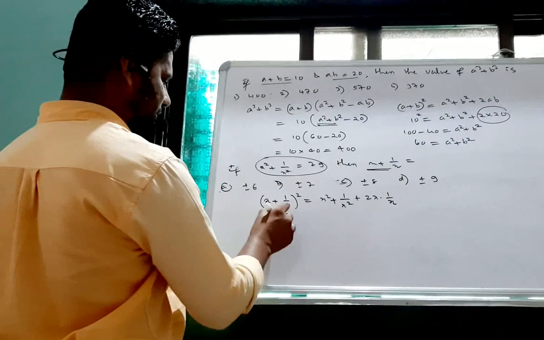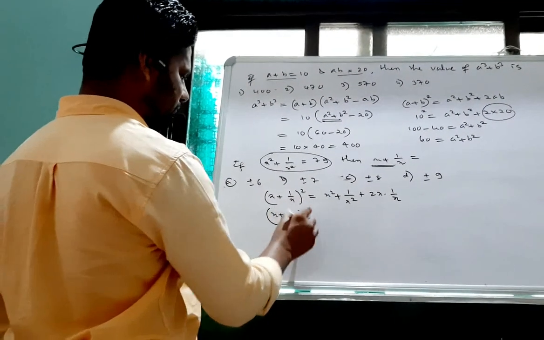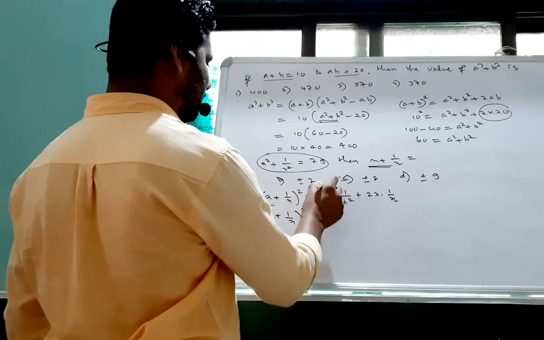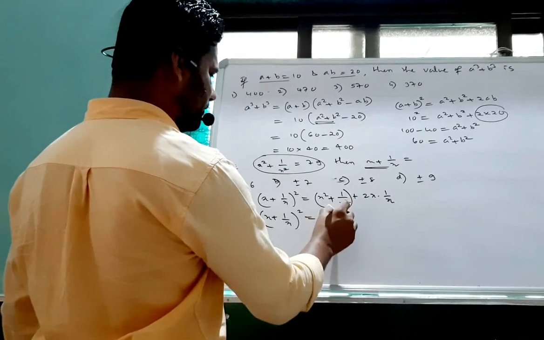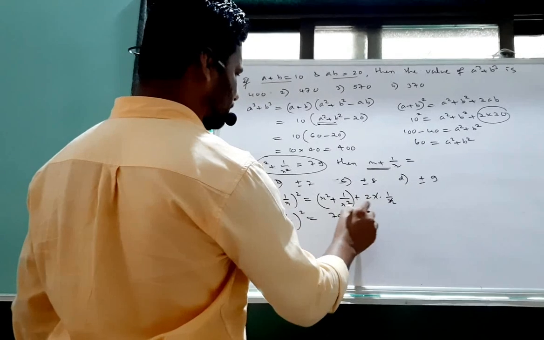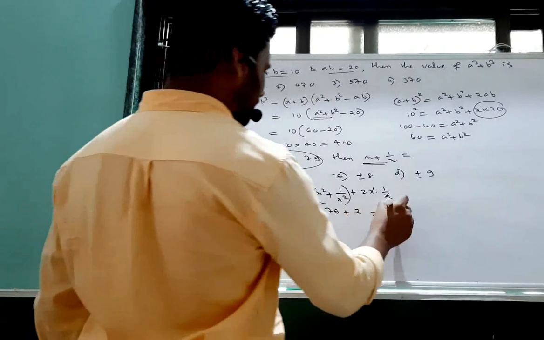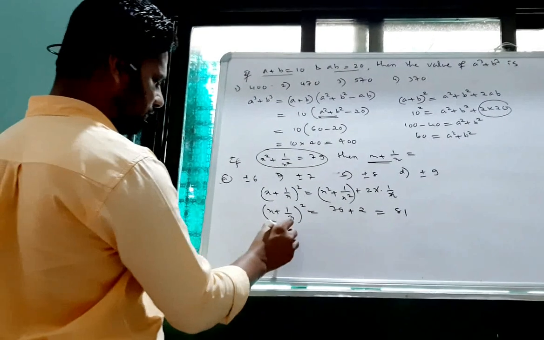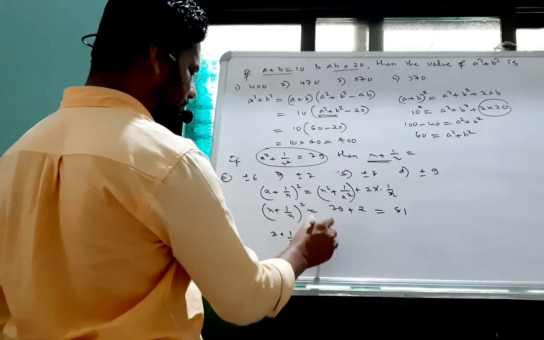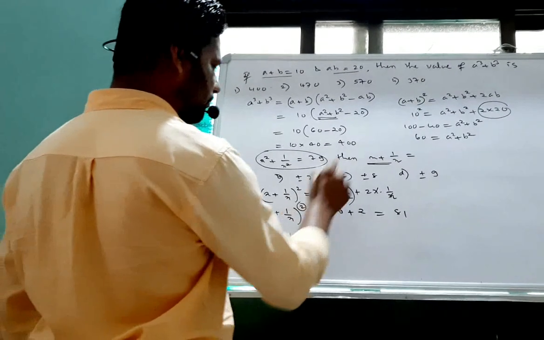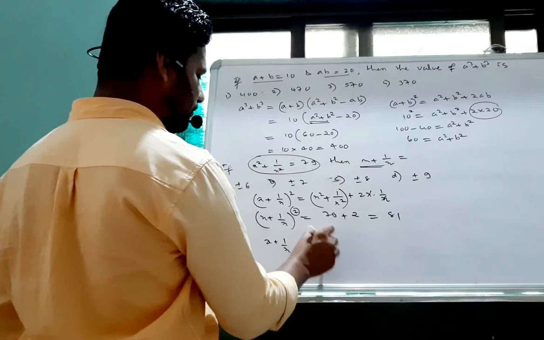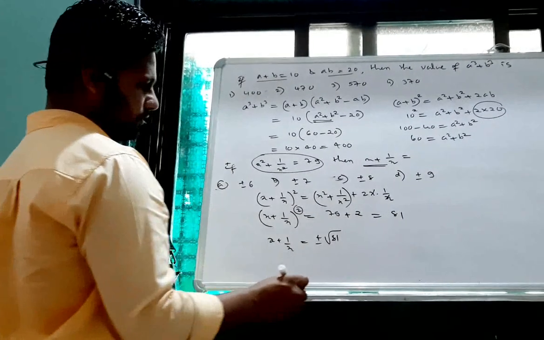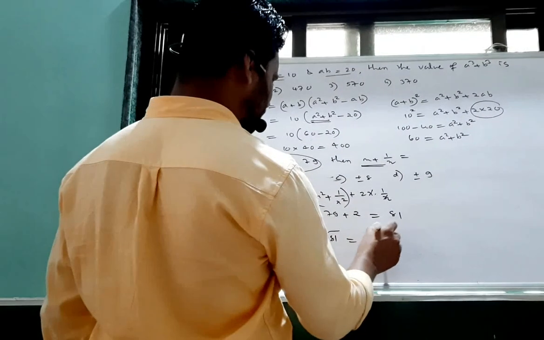Now (x + 1/x)² is equal to x² + 1/x², which is 79, plus 2. It is 81. So x + 1/x is equal to plus or minus, then this 2 becomes raised to 1/2, which is nothing but the square root of 81. So plus or minus 9.